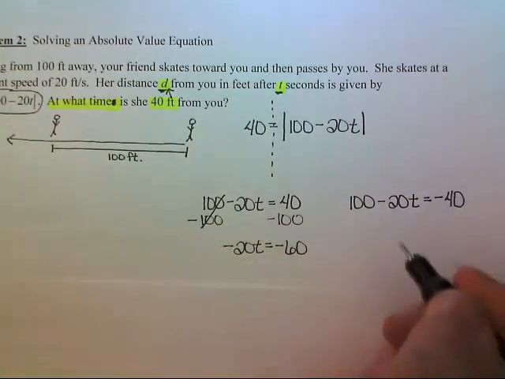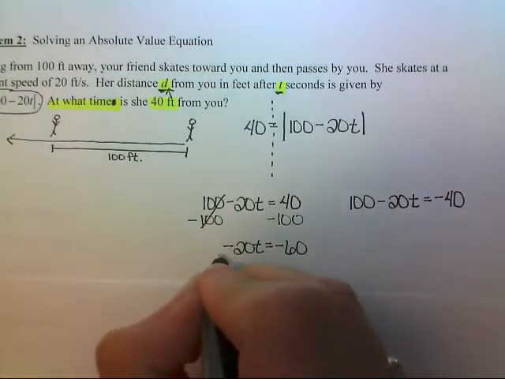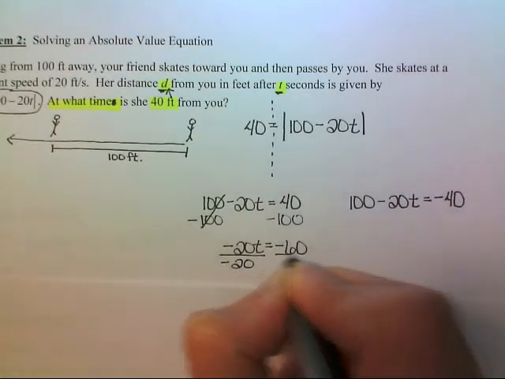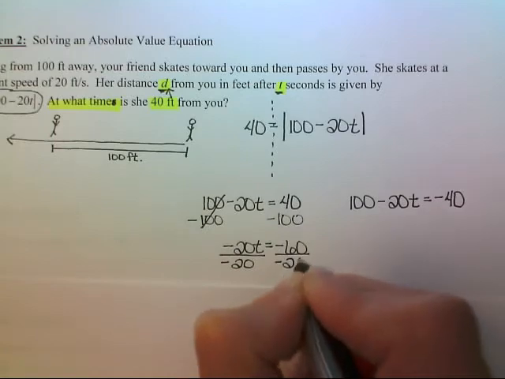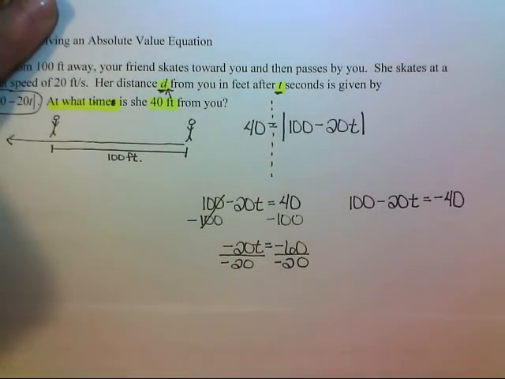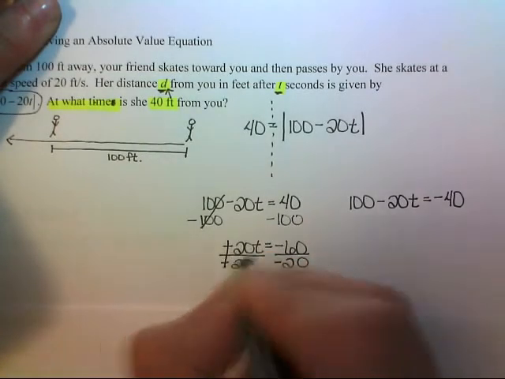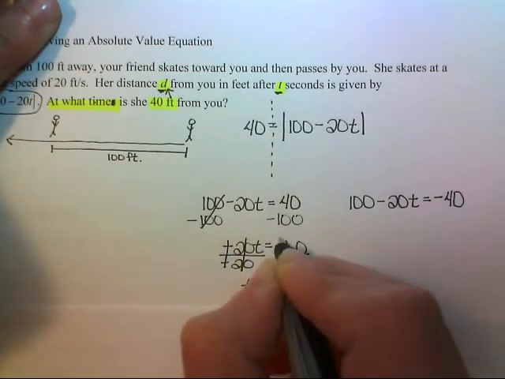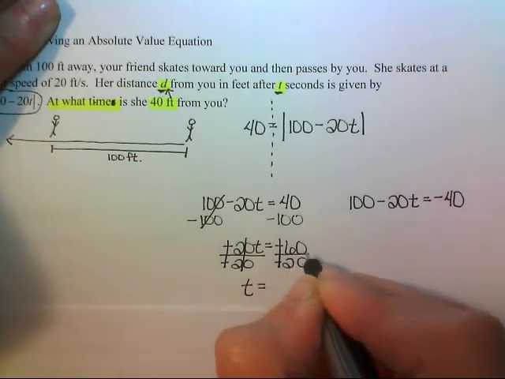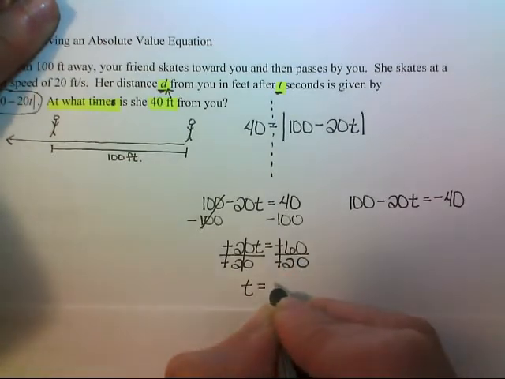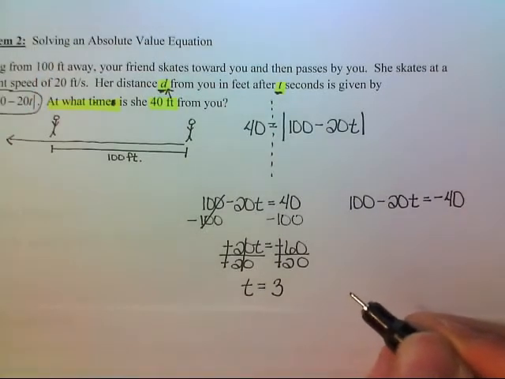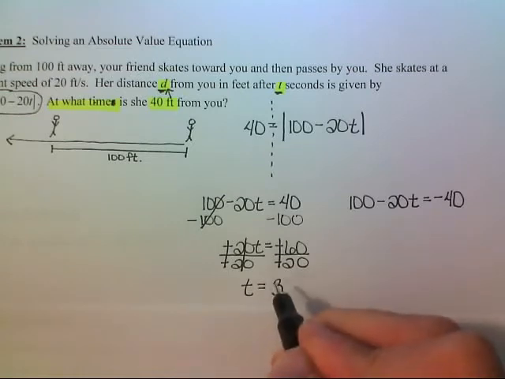Don't accidentally lose that. And then to split these apart sounds like division. That's exactly what you're going to do. Divide both sides by negative 20. So negative divided by negative is a positive 1t. And 60 divided by 20 is a positive 3. All right, now that's this equation.